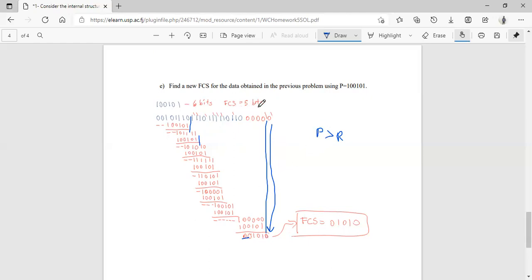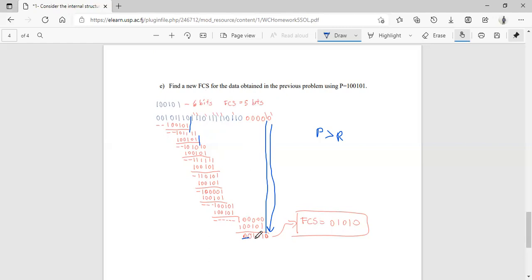Our FCS is 5 bits long. How many bits do we have? 1, 2, 3, 4 bits. Start counting from the first one. So we are left with 4 bits. In order to make these 4 bits 5 bits long, we just add a 0. It does not change the remainder value. Adding an extra 0 in front does not affect the value, so that is fine. So this value becomes my FCS.